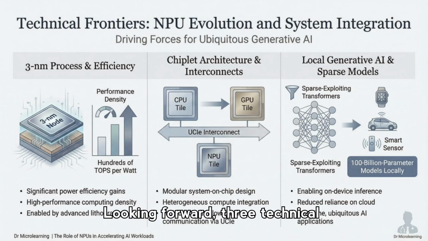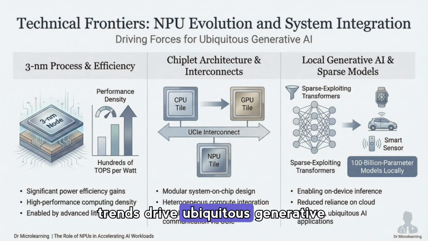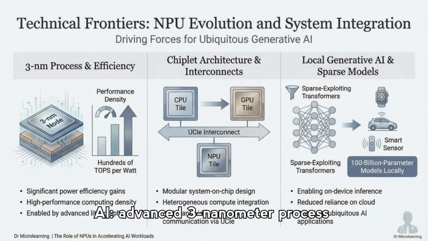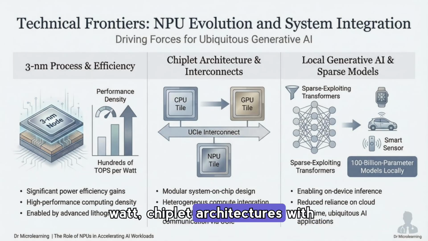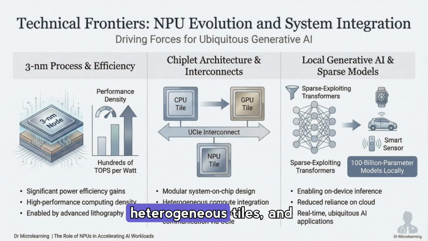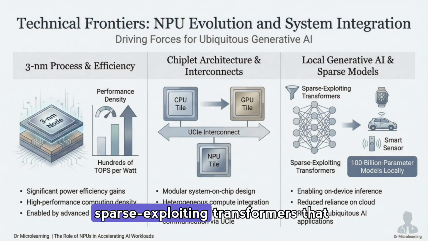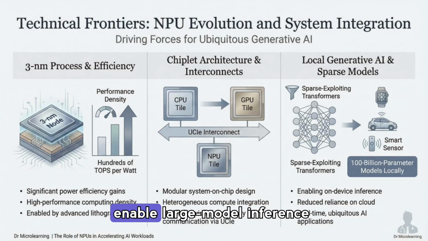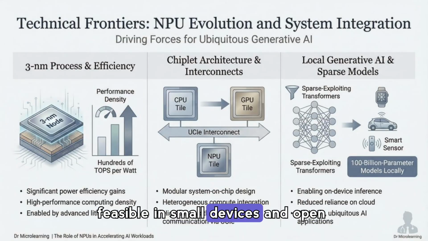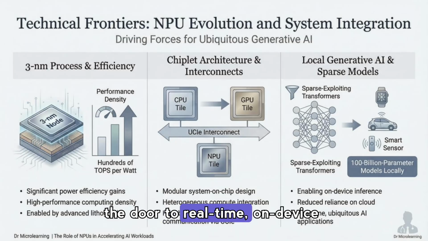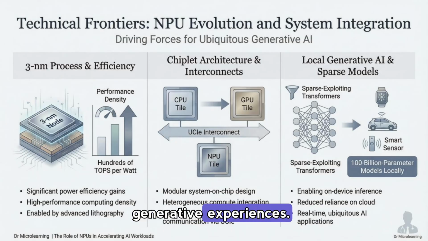Looking forward, three technical trends drive ubiquitous generative AI. Advanced 3-nanometer process nodes, giving huge performance per watt, chiplet architectures with UCIe-style interconnects for heterogeneous tiles, and sparsity-exploiting transformers that enable large model inference locally. Together, these frontiers make high-density, low-power AI feasible in small devices and open the door to real-time, on-device generative experiences.